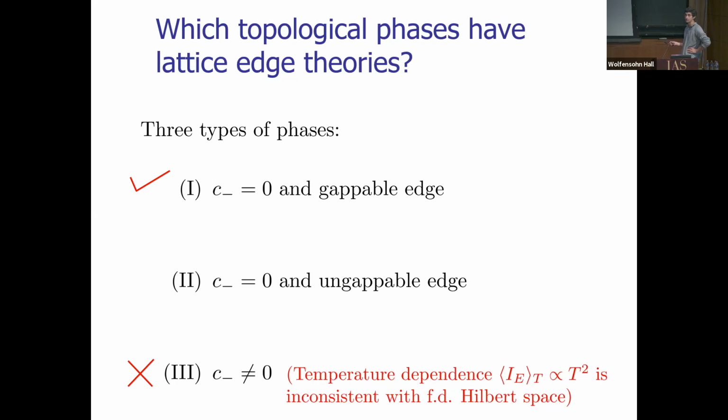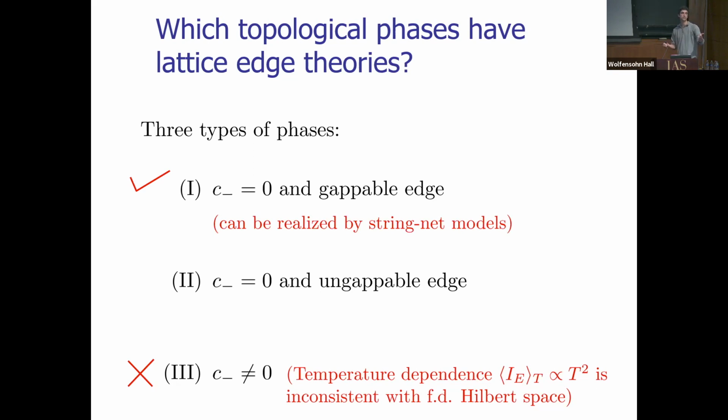And in fact, for all of these phases, there are strong reasons to believe we should be able to construct lattice edge theories for all of these. And the reason is that all of these phases, at least are strongly believed, there's a kind of conjecture, I would say, which says that all phases with gappable edge can always be realized by something called string net models, which are some kind of exactly solvable spin models.